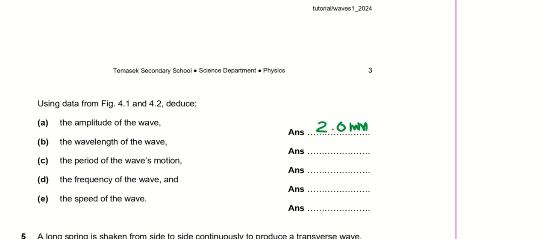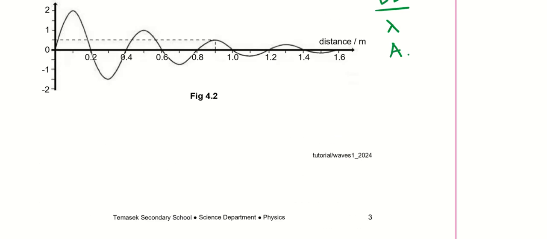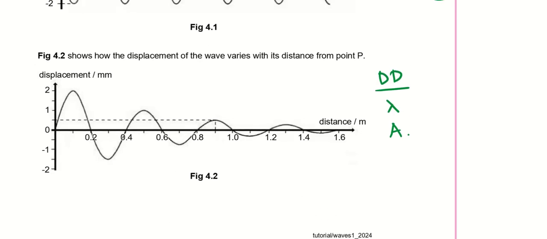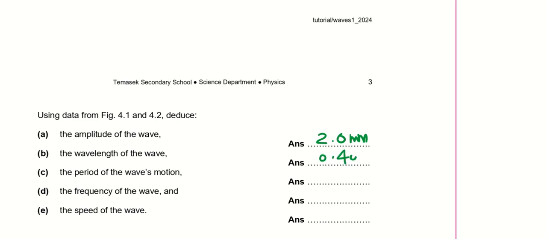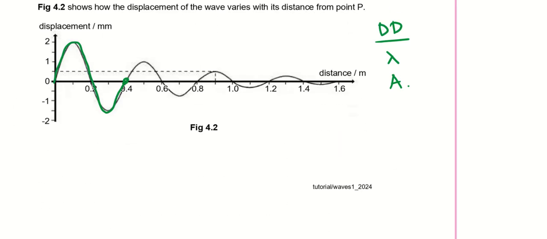So next, they're asking us for the wavelength. For wavelength, we need to look at the DD graph, which is our displacement distance graph. It is the distance traveled by a complete wave. So if I start from here, this is a complete wave, so the distance will be 0.4 meters. But what if somebody decides to start from here? Okay, so 0.6, this is a complete wave. So in between, it is still 0.4.